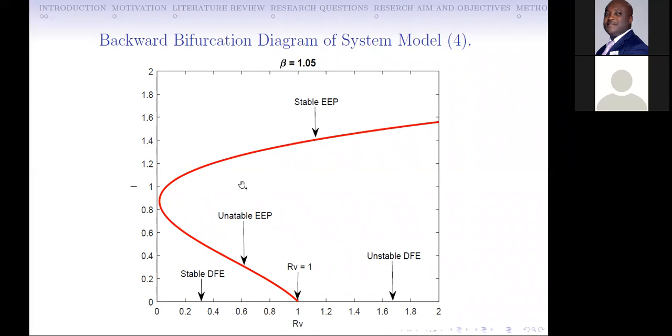In this model, there are 3 steady states which occur. In this figure, we have 3 steady states. The upper region represents the stable endemic equilibrium. The middle region here represents the unstable equilibrium, and the lower region represents the disease-free equilibrium, which is also stable and unstable.